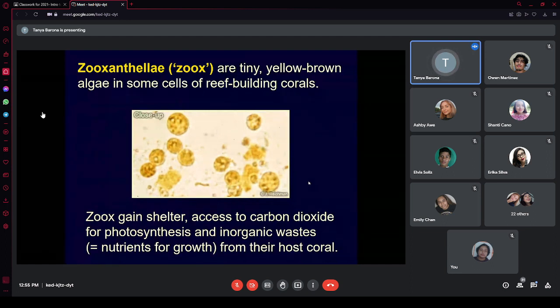As I mentioned earlier, corals live in a symbiotic relationship with an algae called the zooxanthellae, and they're very tiny, yellow-brown, and they exist within the polyps. The coral structure provides shelter for the zooxanthellae, and it gives the zooxanthellae access to carbon dioxide, which in turn it uses to photosynthesize and create inorganic waste, which is essentially nutrients for the host coral to consume.